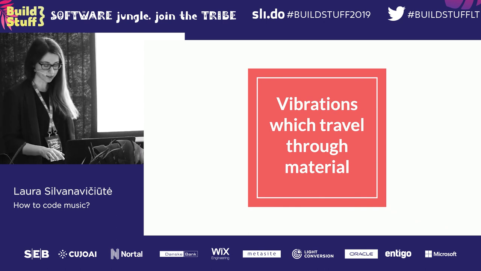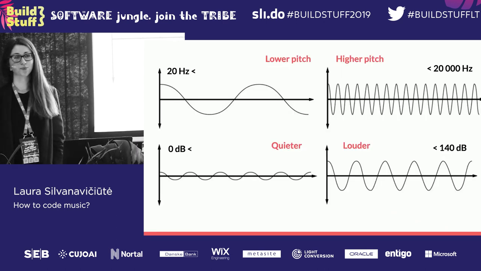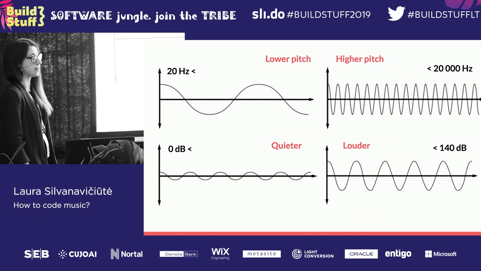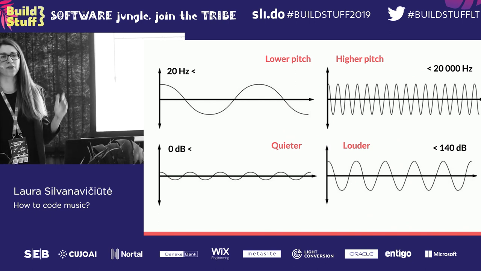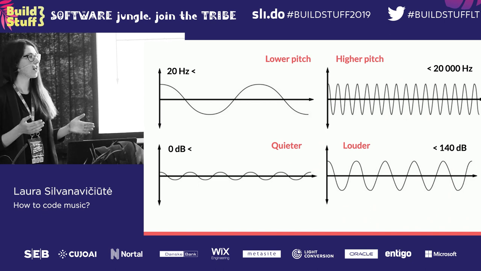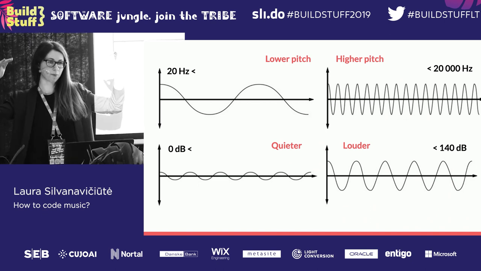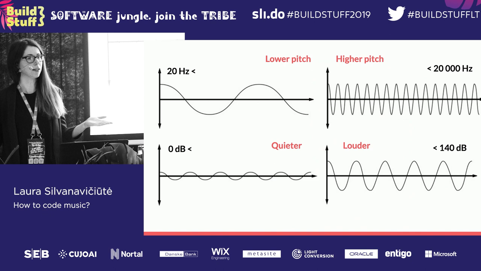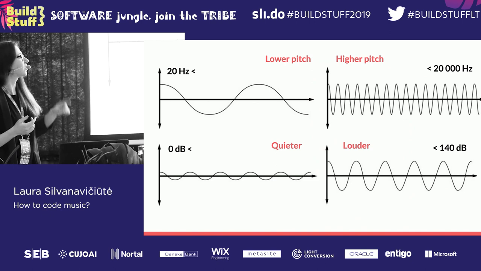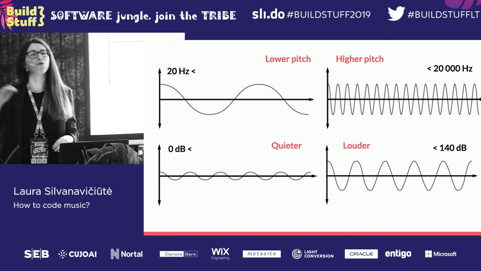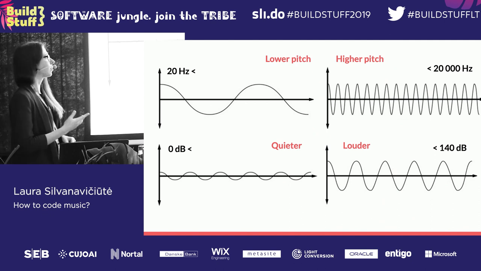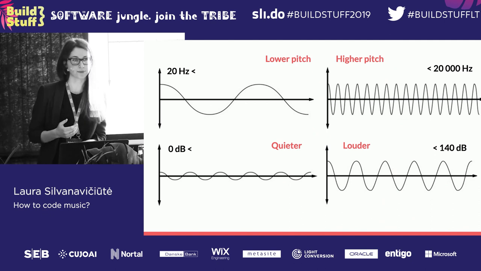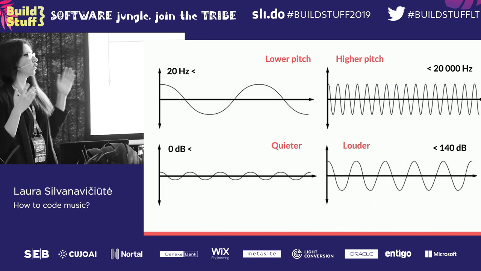How can we do that? There are a few ways. We can change frequency, that means how often molecules are moving in vibrations, and with that we can reach different pitches. With a high frequency, we get a higher pitch, with a low frequency, a lower pitch. As well, we can change amplitude, how far molecules are moving in vibrations, and with different amplitude, we can reach different volume. We can get louder and quieter sounds.